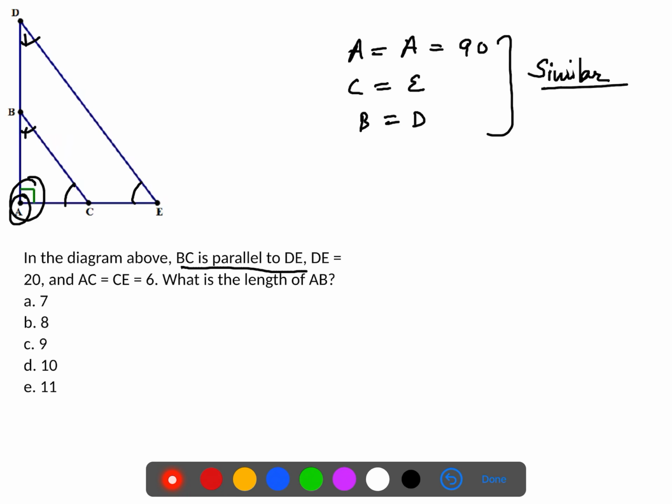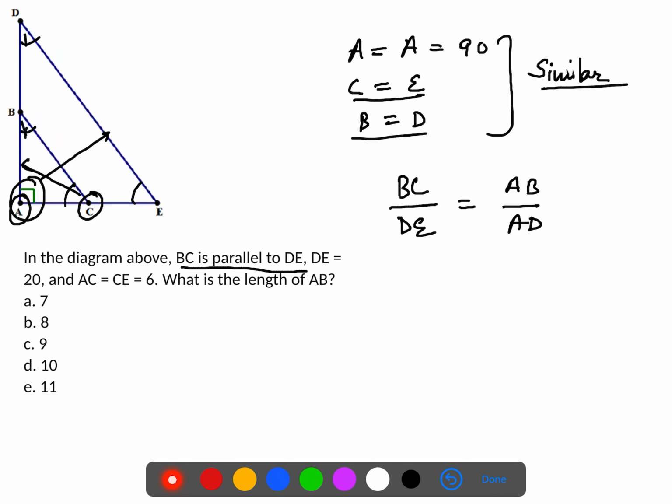So opposite to A is BC in the smaller triangle and DE in the bigger triangle. C is equal to E. Opposite to C in the smaller triangle is AB. Opposite to E in the bigger triangle would be AD. B is equal to D. Opposite to B in the smaller triangle would be AC. Opposite to D in the bigger triangle would be AE. So these three ratios are equal.